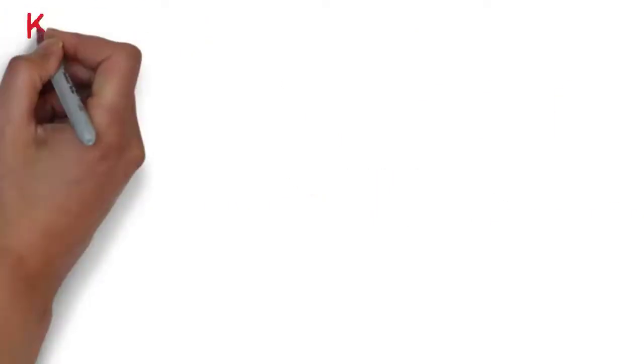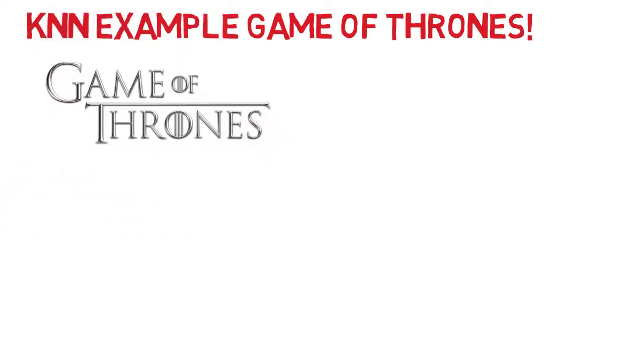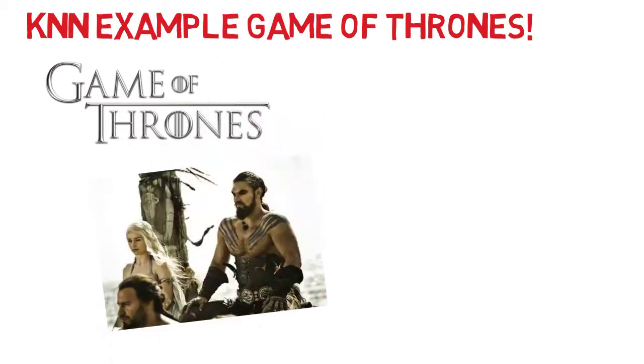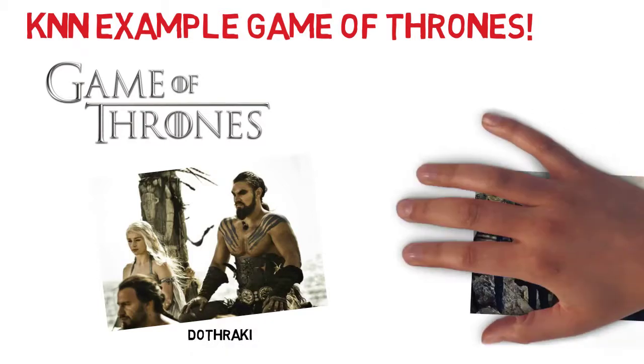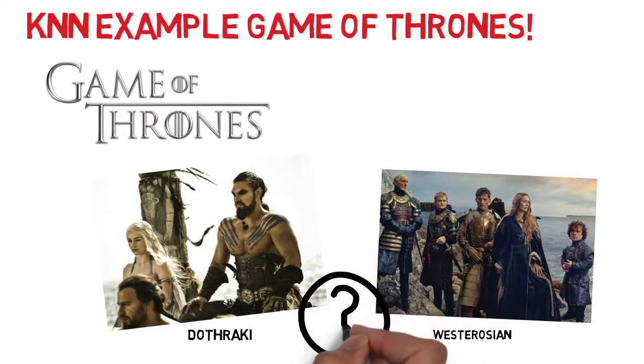Let's take a look at how it works. To get a clear understanding of the KNN algorithm in action, let's look at a Game of Thrones example. Say we want to train an algorithm to automatically classify if an unknown person is either a Dothraki or Westerosian. You can use two features to help you classify or predict which clan the person belongs to.